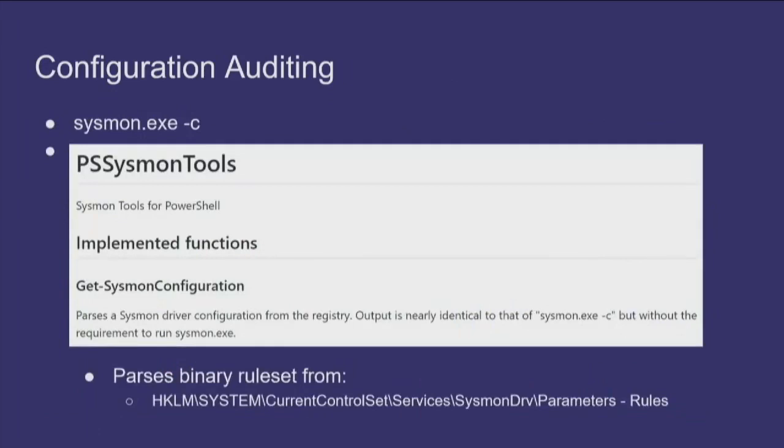So in Sysmon, you would do sysmon.exe -c. The -c option provides a nice way to parse out the rules blob, which is contained within the registry. Considering we also consider attack surface analysis of Sysmon, I didn't dive into it too much, but I did really need to understand how the binary rules blob in the registry was formed. So I did write a parser for that. It's a PowerShell module called PS-Sysmon tools. I use that a lot, and it offers an alternative way to recover and parse a binary Sysmon configuration.